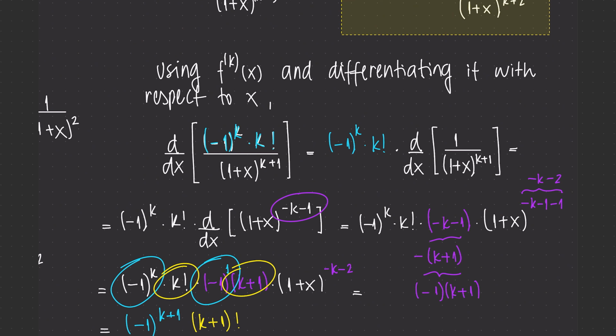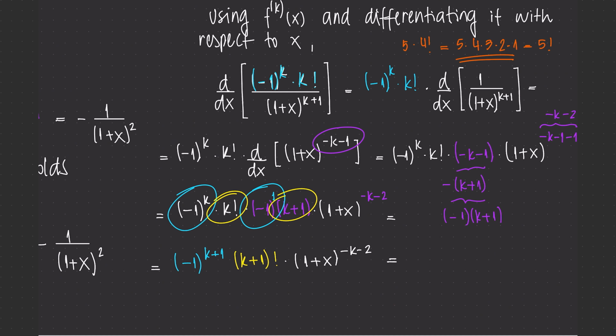Remember the rule for factorials? I like to use numbers as examples. So for example, if you have 4 factorial, you have 4 times 3 times 2 times 1. And if you multiply it by the next integer, which in this case is equal to 5, which is representing this k + 1 here, the next integer, what you get is 5 factorial. 5 times 4 times 3 times 2 times 1. And there you go. And we still have over here (1 + x)^(-k-2).